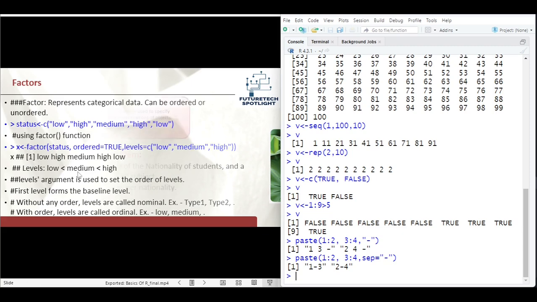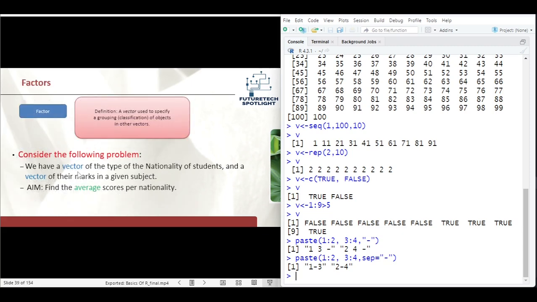Now we will do one example so that we come to know how we can use this factor in the real world. So consider one problem. We have a vector of the nationality of students and a vector of their marks. So here we are having 2 vectors, a vector of the nationality of the students and a vector of marks. And I just want to find out the average score per nationality.